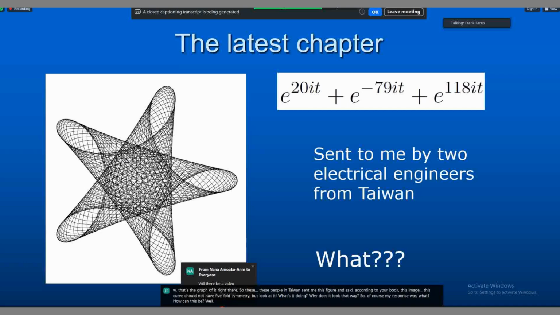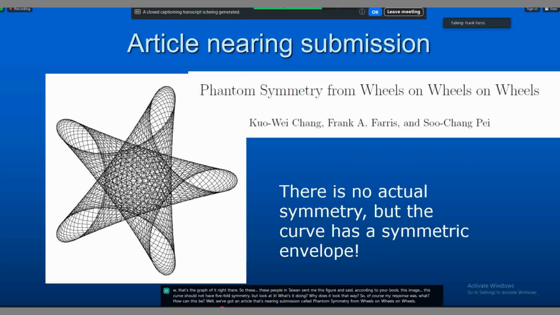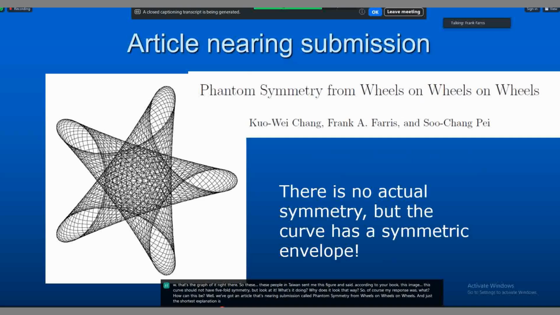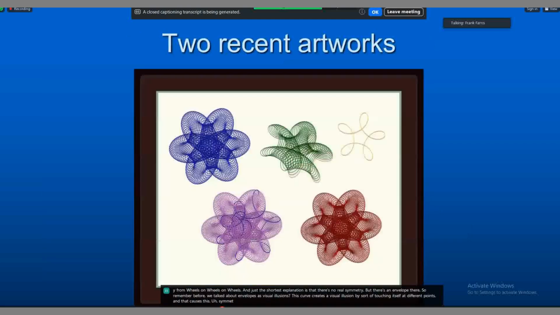Well, we've got an article that's nearing submission called Phantom Symmetry from Wheels on Wheels on Wheels. The shortest explanation is that there's no real symmetry, but there's an envelope there. Remember before, we talked about envelopes as visual illusions? This curve creates a visual illusion by sort of touching itself at different points, and that causes this symmetric envelope.